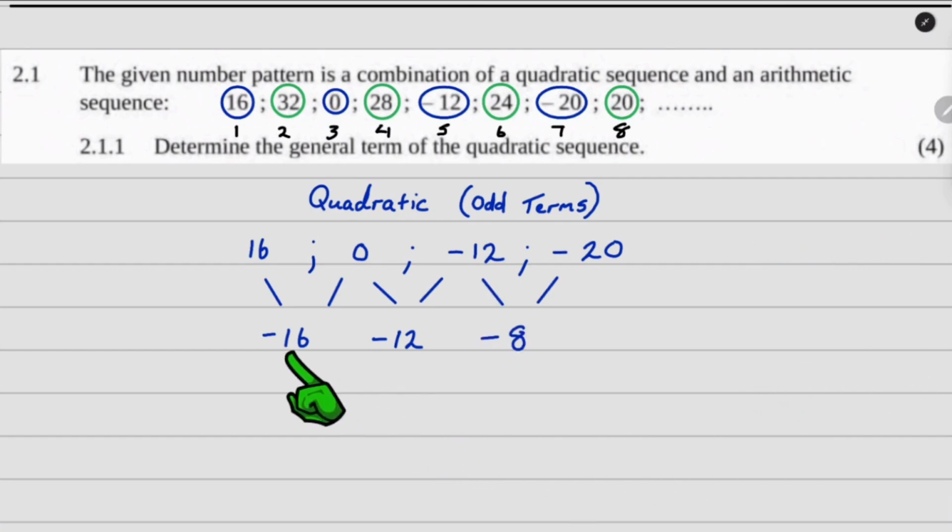Okay, we're going to do that once again for our first differences. So we're going to say right minus left. So it's going to be minus 12 minus minus 16. And then these two minuses will make a plus.